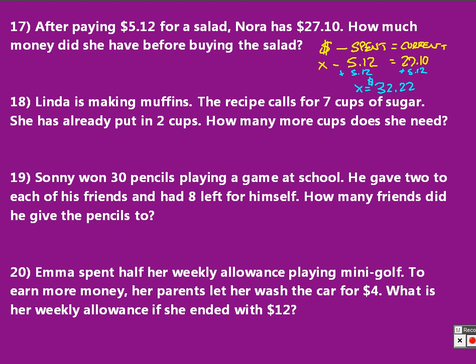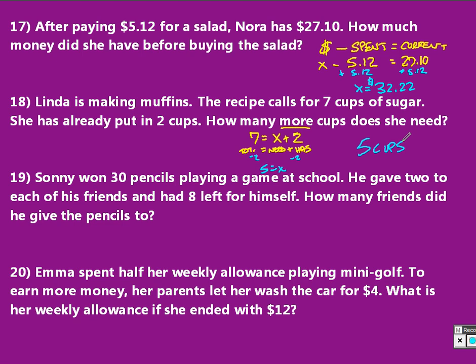In 18, Linda is making muffins, and the recipe calls for 7 cups of sugar. She has already put in 2 cups. How many more does she need? More is a key word there. Okay, she has 7 cups total. We don't know how many more she needs, but we know she's already put in 2 cups. So this is a total: how much she needs, plus how much she already has. So now we can solve. That's pretty easy to find out, though. You're going to get 5 is equal to x. So she needs 5 more cups of sugar.